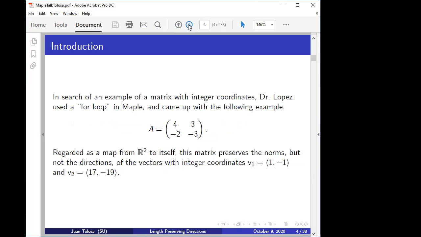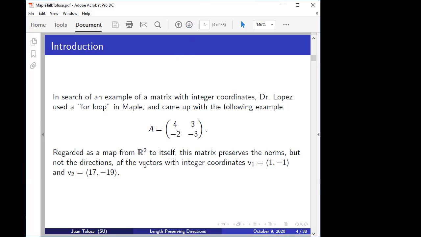So Dr. Lopez was looking for an example of a matrix with integer entries for which these directions would be integer also. And he came up with this very nice example by doing a for loop in Maple. This matrix has two vectors with integer coordinates, (1, -1) and (17, -19), such that when you apply the matrix A, you get vectors that have the same length, but no longer the same direction.